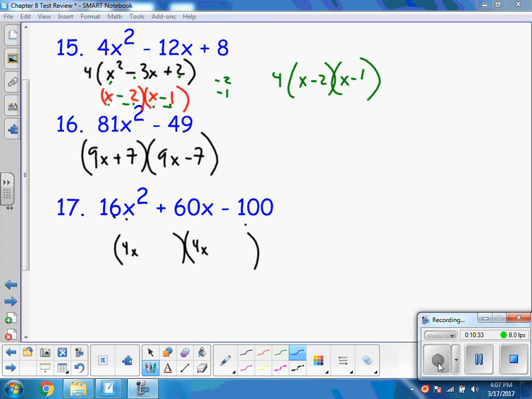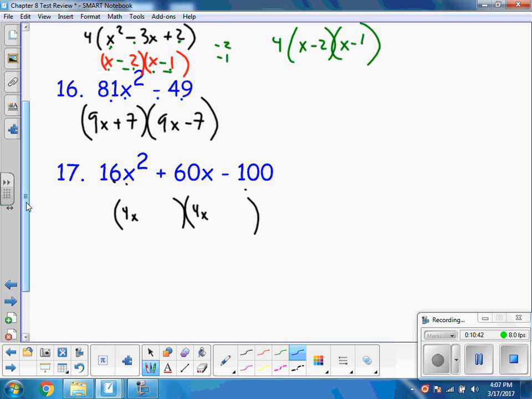Number 16, perfect square, with subtraction. So that is mine. You want to start seeing those quickly. Again, I'm really looking for perfect square, difference, and perfect square.